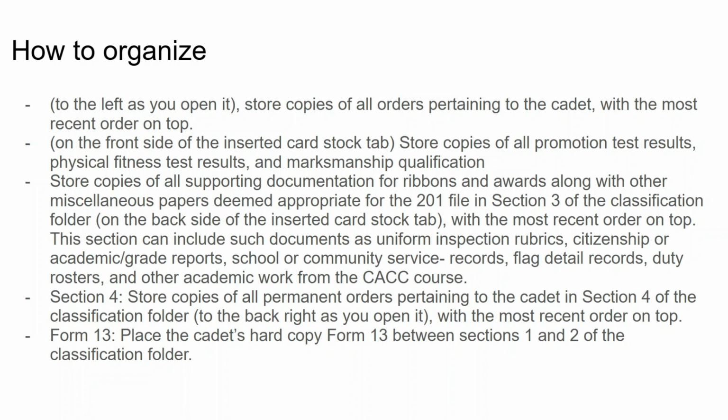Now in Section 4, it stores all of the permanent orders pertaining to the cadet, which will be to the back as you open it, with the most recent order on top. So any permanent order, basically any of the ribbons and orders pertaining to that, will be listed in the section, and the Form 13 will be placed between sections 1 and 2 of the classification folder.